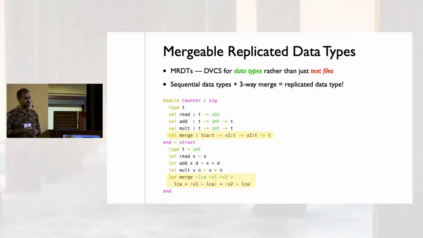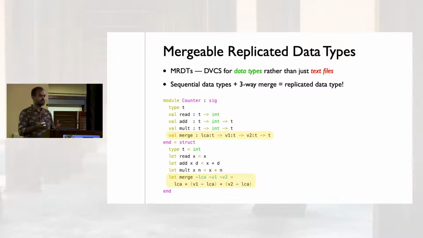So here is an example. Here is a replicated counter, and the counter has three operations: read, add, and multiply. I have an implementation here. It happens to be in OCaml, but that doesn't matter. The thing to notice is that each of these operations is completely sequential, just what you would have in a purely functional setting, and they don't appeal to the distributed nature. All of this is encoded in the merge function.